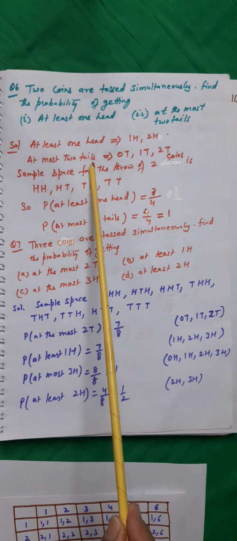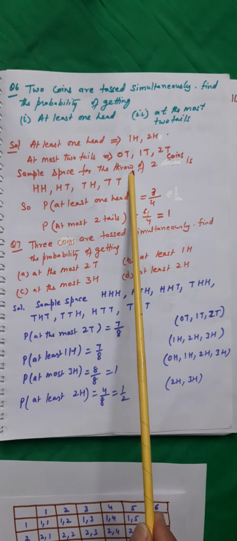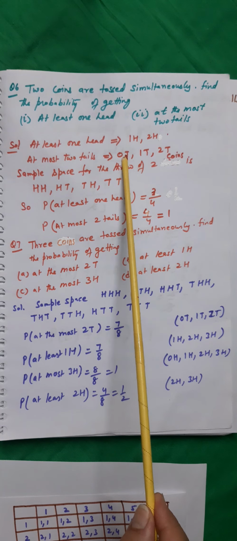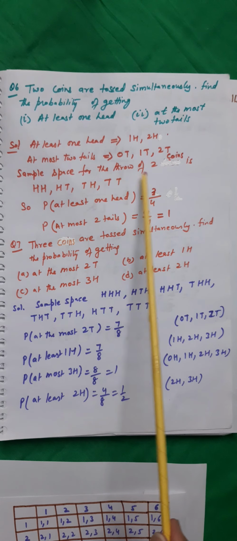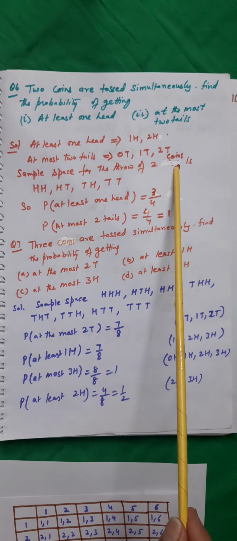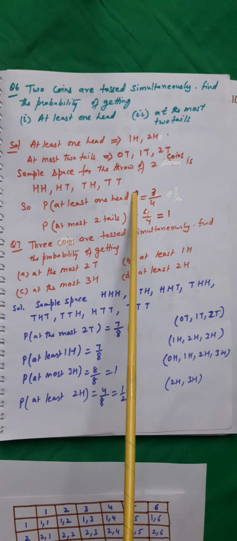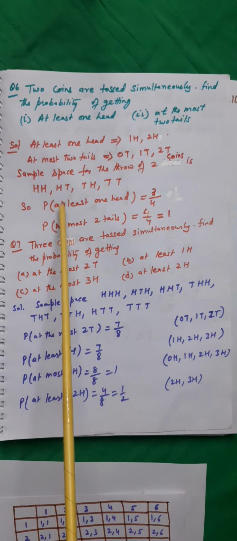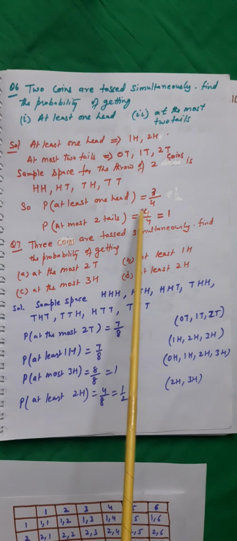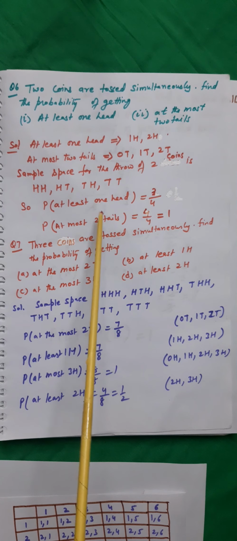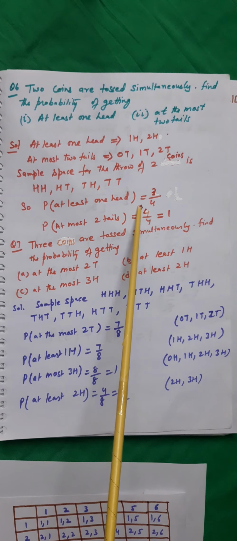At the most 2 tails means maximum I should have 2 tails. So either I can have 0 tail, 1 tail or 2 tails. So the sample space for the throw of 2 coins is HH, HT, TH and TT. So probability of getting at least one head will be how much? 0 head, 1 head, 2 head, right?